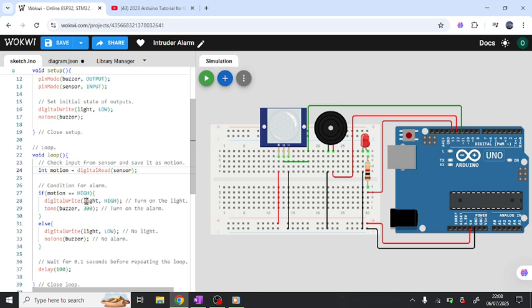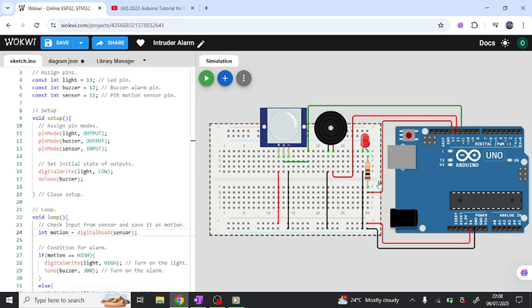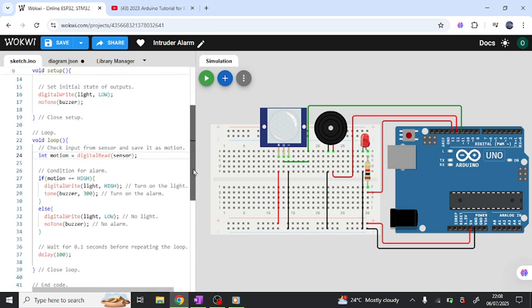Set the light to high, meaning turn on the light. So digital write light equals high. Remember, light is what? Pin 13. So we'll now say pin 13 should receive what? High. So we'll send high to this, which is 5 volts. So this guy will turn on. I will simulate it, so we'll see what I'm saying.